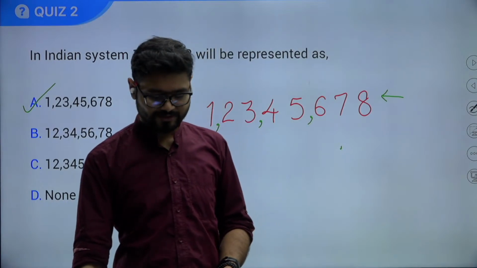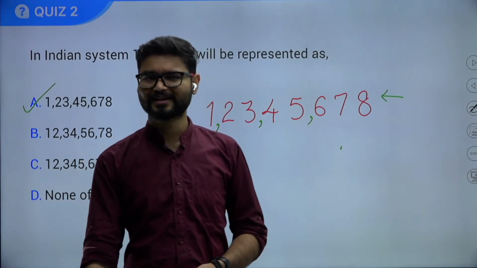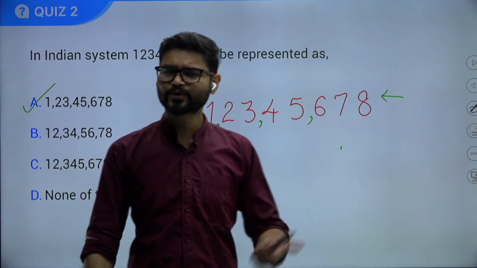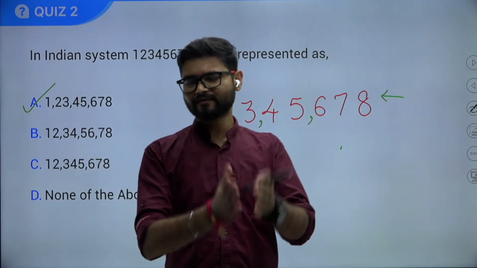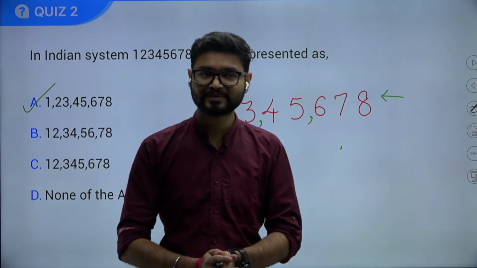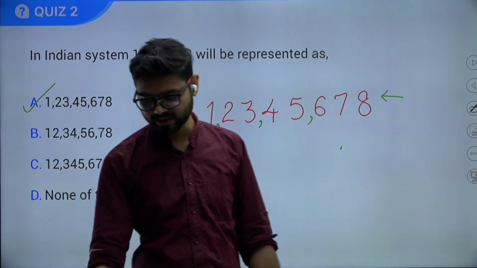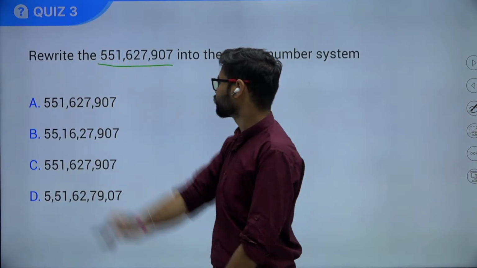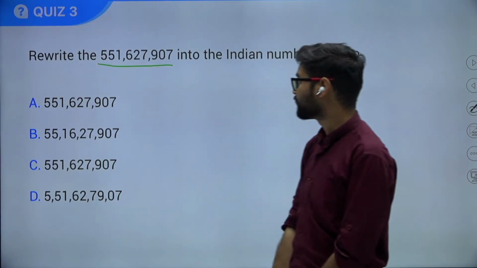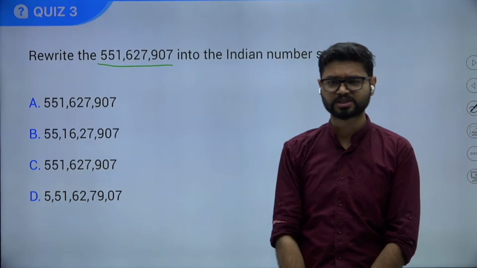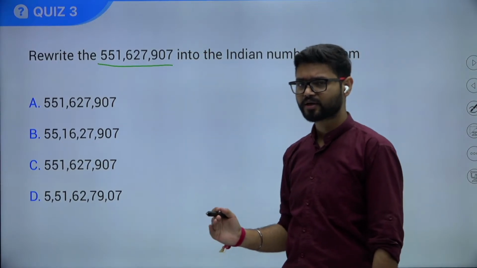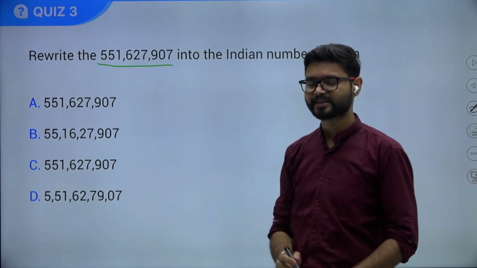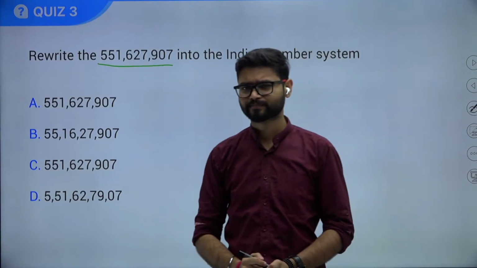Now, let's say there is one child in the class. I gave him a number and asked him to represent that in the Indian system of numeration. He did it like this. Do you think this is the correct representation as per the Indian system?